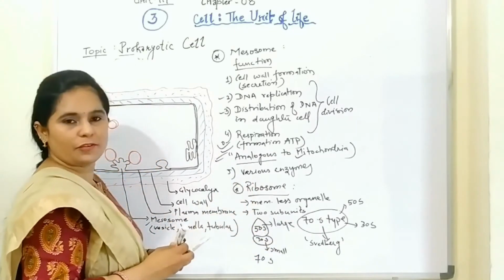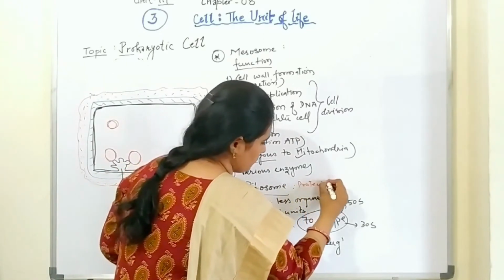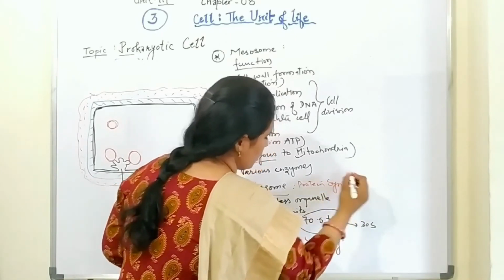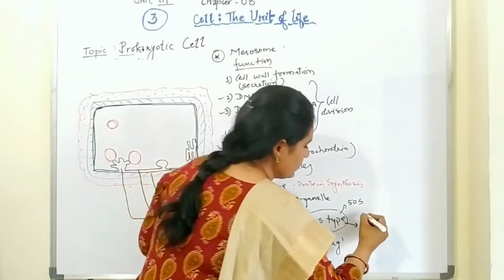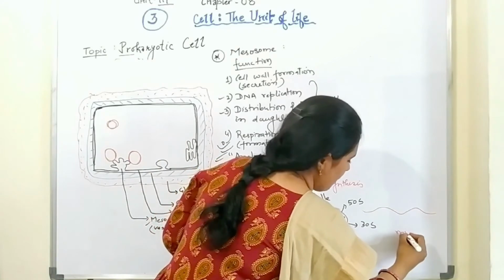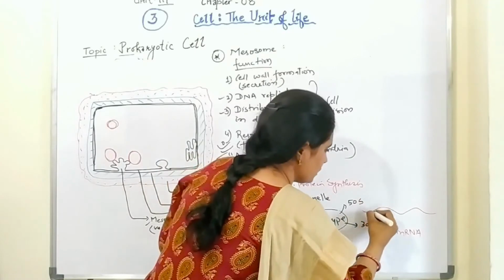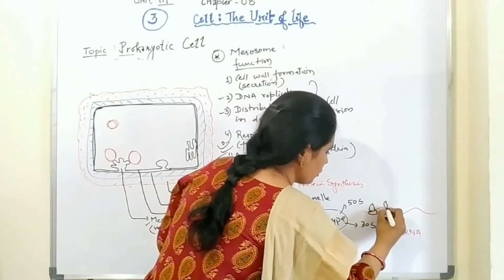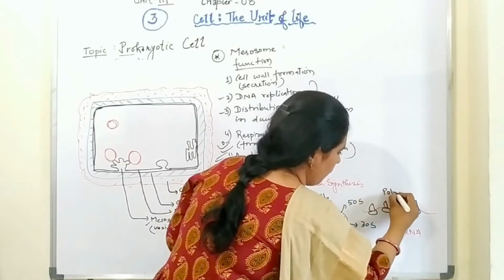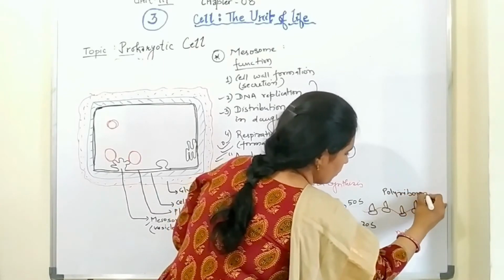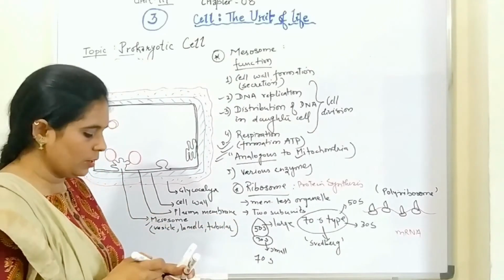Now what is the function of ribosome? It is having just one function, that is protein synthesis. Fine. So ribosome का जो function है वो है protein synthesis. And when ribosome gets associated with mRNA, see this is mRNA, mRNA is associated with many ribosomes, and this structure is known as polyribosome. Fine. और इसका function है protein synthesis. So this is about the ribosome.